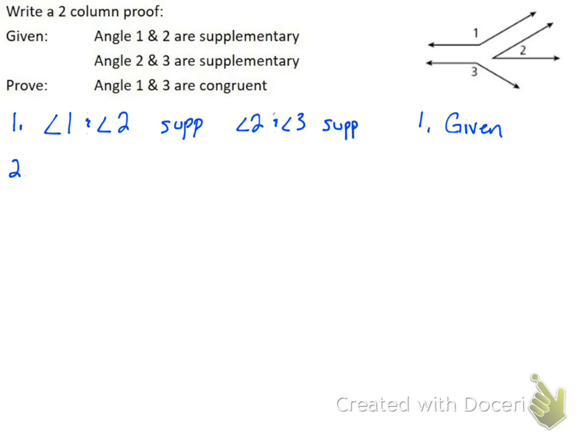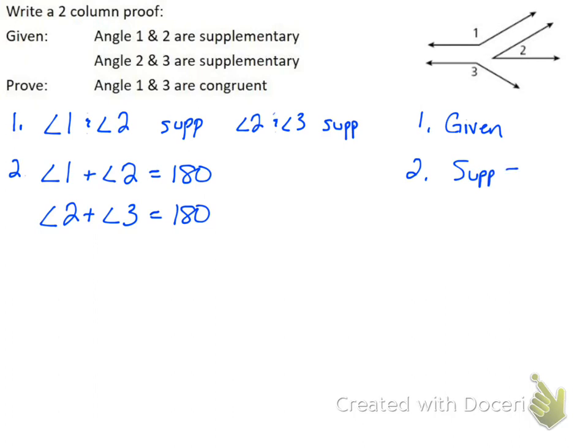So if 1 and 2 are supplementary, I know angle 1 plus angle 2 is equal to 180. And then I also know that angle 2 plus angle 3 is equal to 180. And I know this because supplementary angles equal 180. Or you could say definition of supplementary angles as well.